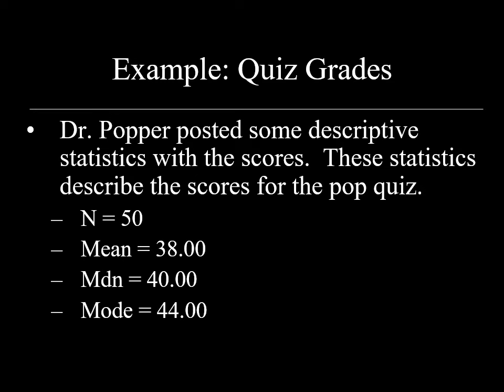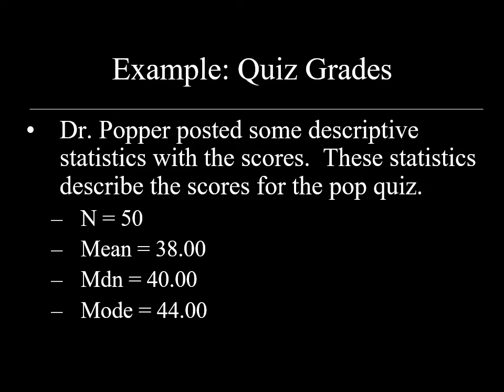The mode, the most common response, was a 44. So the most common score on this test, which ranged from 0 to 45, was a 44. The median, so the result of putting them all in order and finding the midpoint, was a 40. The mathematical average was a 38. Now with this data, we can start to tell that most scores were above the mean. The mean's being dragged downward to a lower score.